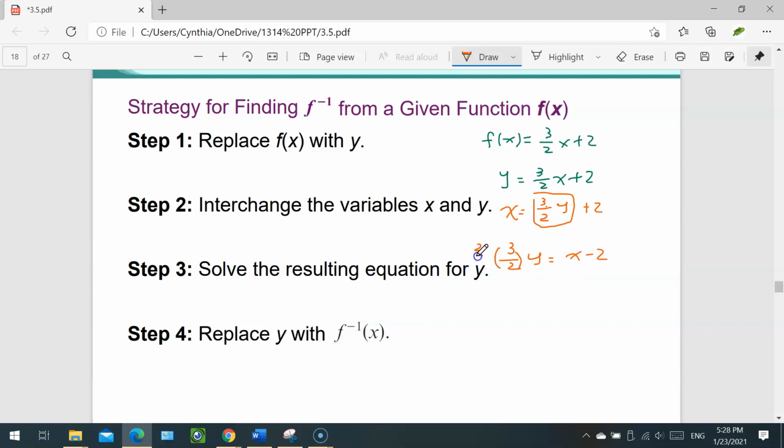Now I'm going to multiply 2/3 to both sides so that this number will go away. So now your y is equal to 2/3 x minus 4/3. I distribute this number into each term of the inside. And then you replace your y with f inverse x is equal to 2/3 x minus 4/3. So this will be the inverse of the function f of x.